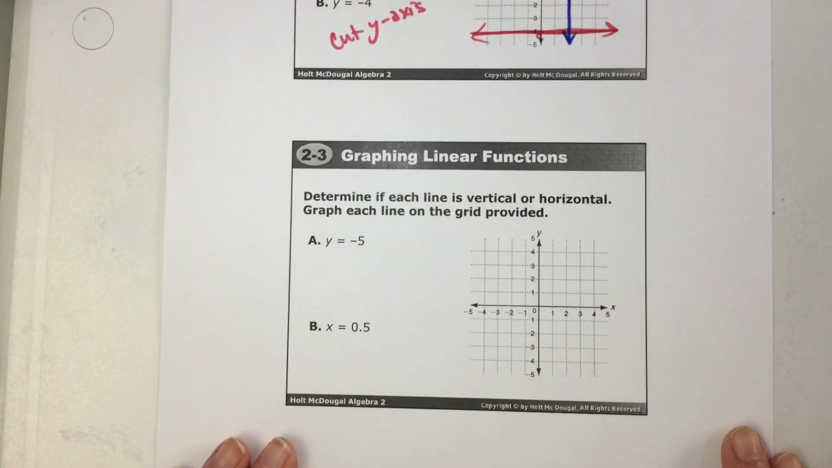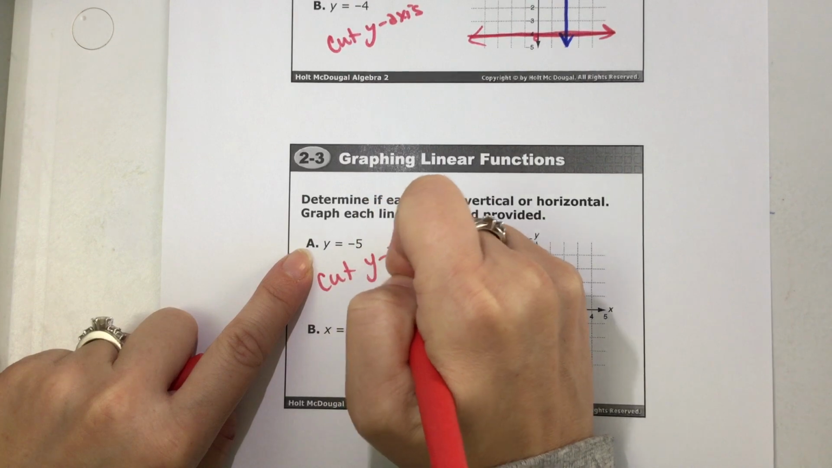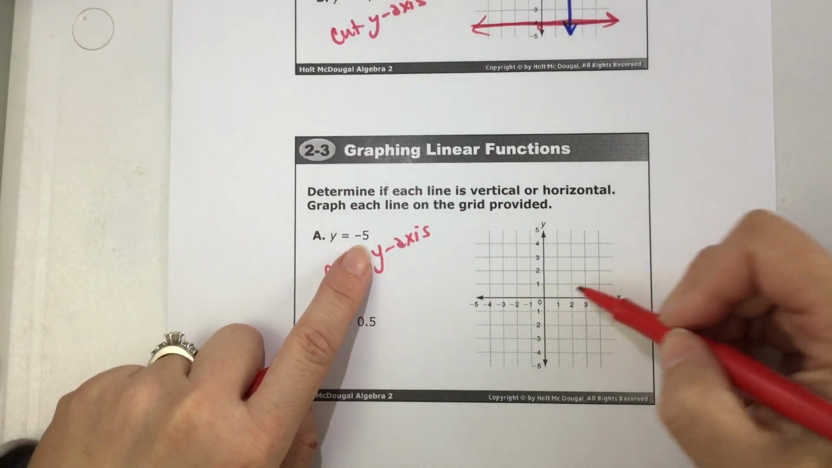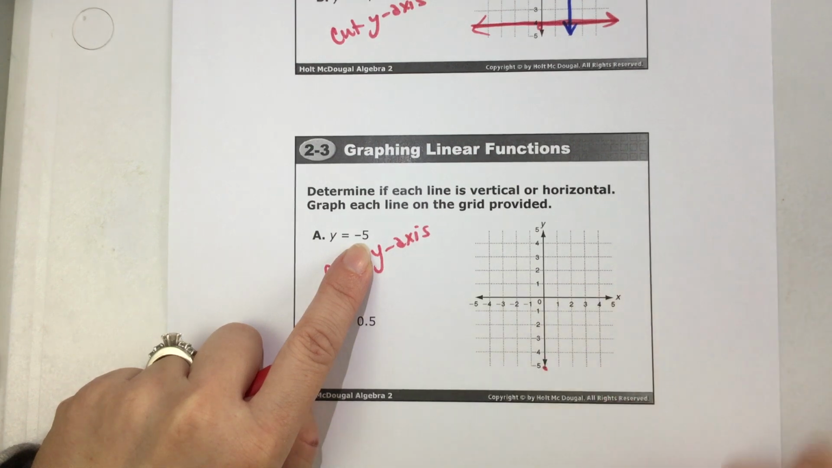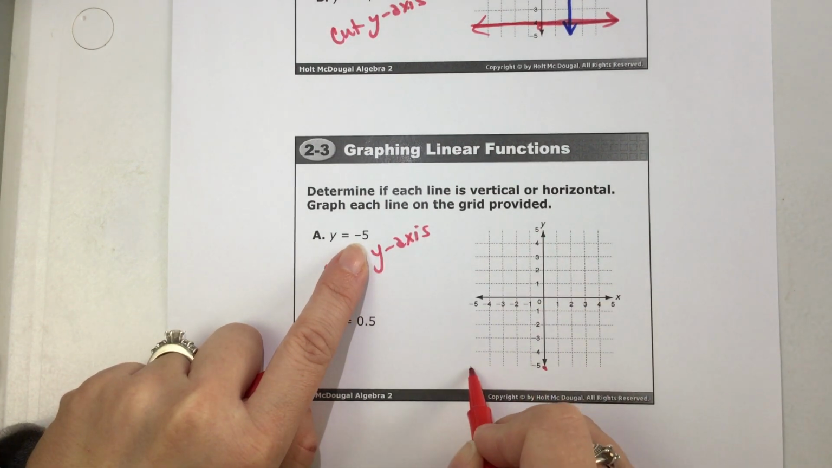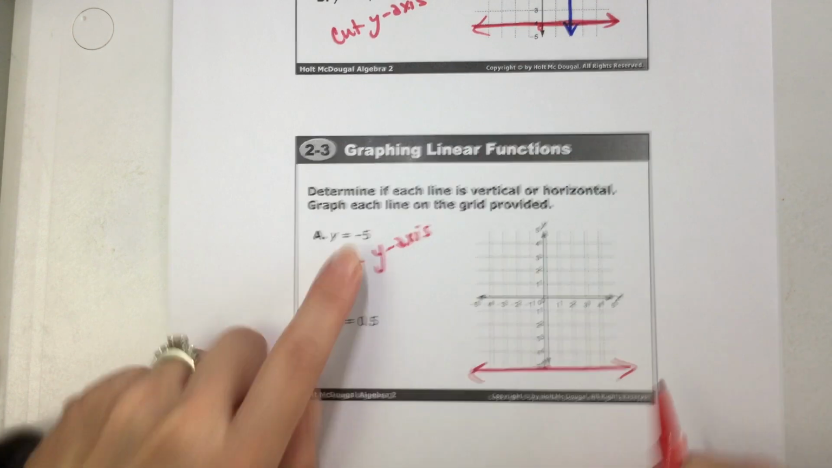Let's look at 2 more just to make sure we've got it. Y, so we need to cut the y-axis. Y runs up and down. This is negative, so I go down 1, 2, 3, 4, 5. There's my point. I need to cut the y at that point. So there is y equals -5.